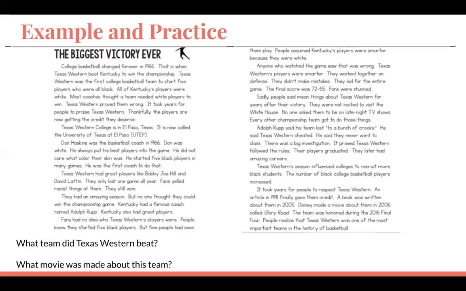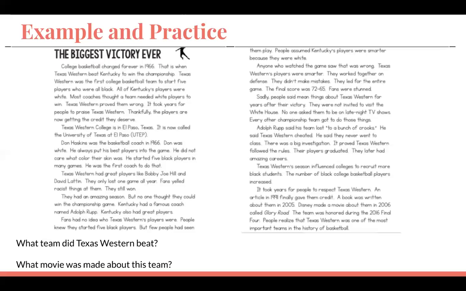People assumed that Kentucky's players were smarter because they were white. Anyone who watched the game saw that was wrong. Texas Western players were smarter. They worked together on defense. They didn't make mistakes. They led for the entire game. The final score was 72-65. Fans were stunned. Sadly, people still said mean things about Texas Western for years after their victory.